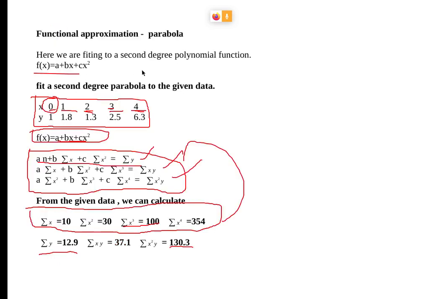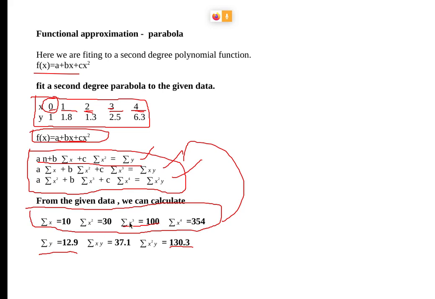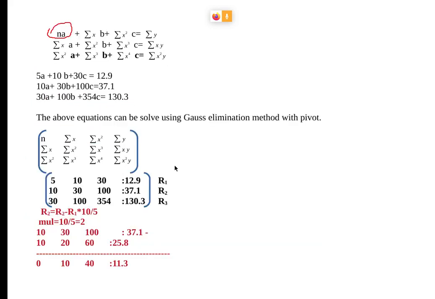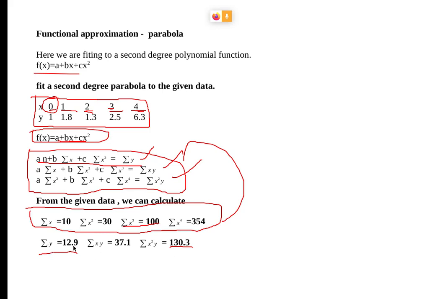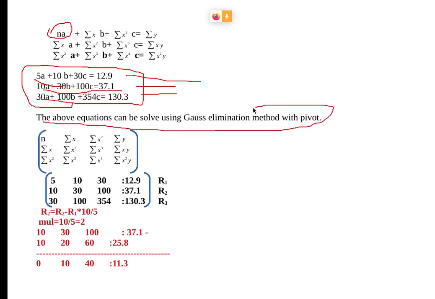So 5a plus sigma x is 10, so 10b plus sigma x square is 30, so 30c equal to sigma y, which is 12.9. By substituting all the values in each equation, we will get these three equations. Then our aim is to find the values of a, b and c. By solving these three equations using some equation solving methods, we can find the values of a, b and c. Here we are using the Gauss elimination method with pivot to solve these three equations.